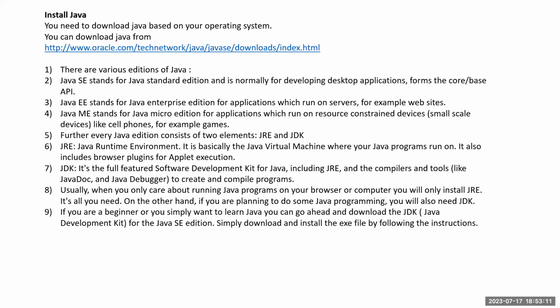So if you're a beginner, or if you simply want to learn Java, you can go ahead and download the JDK, the Java Development Kit, for Java SE edition, and simply click on install, which will install Java and the JDK kit for you. Once that is done, we will be able to check java -version from your command prompt. And if you find the Java version globally, then we're good.